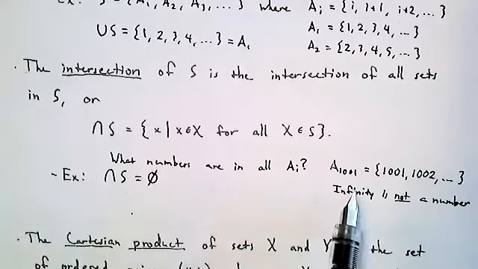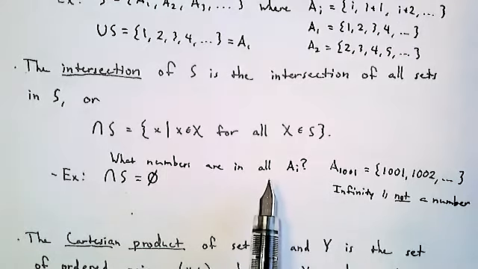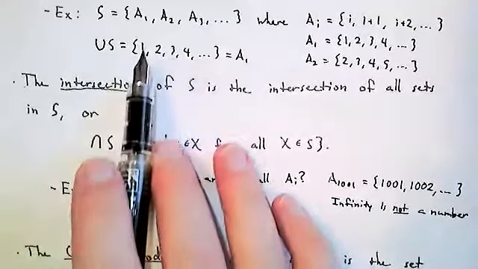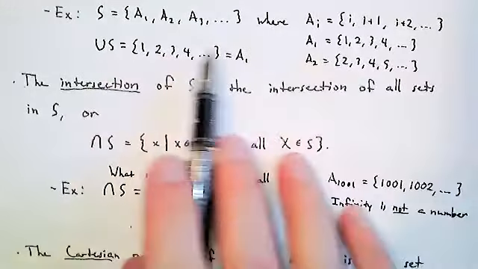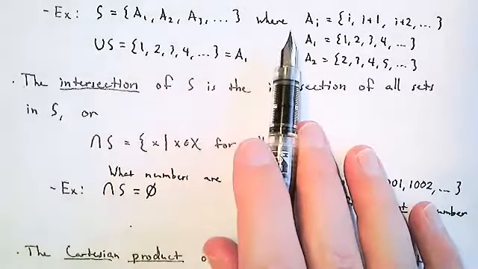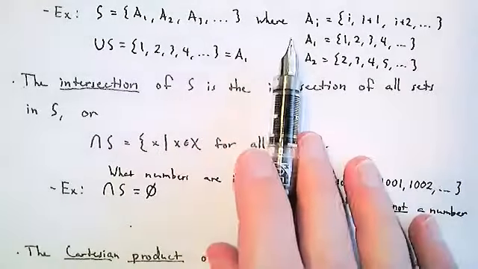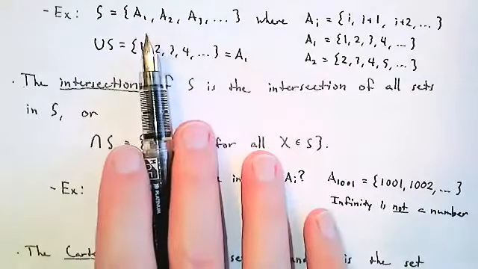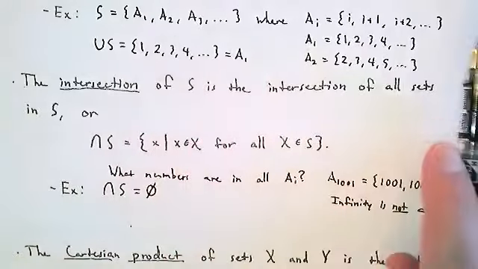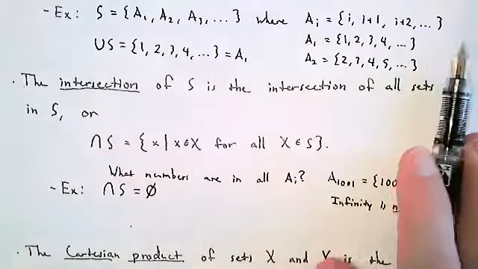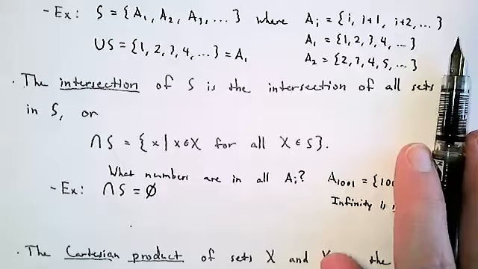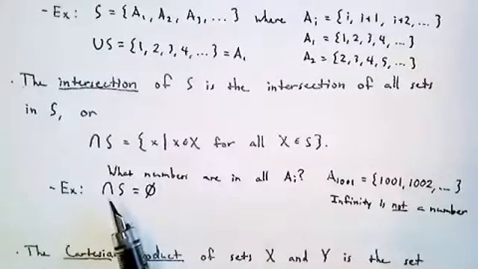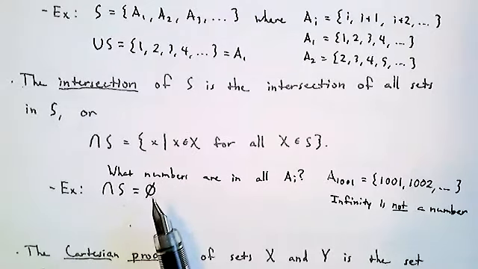Because if I pick any number at all, like the two that I did earlier, 42 and 1,000, if I go far enough down this list, there's going to eventually be some set where my number doesn't live. So even if I pick 500 billion, I can go to 500 billion and one, and it won't be in that set. So the intersection is actually nothing.